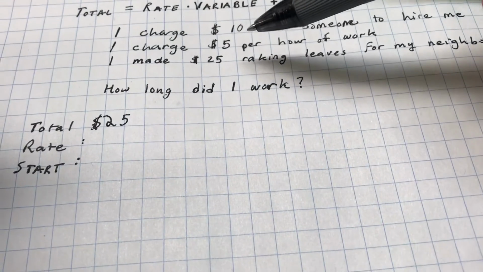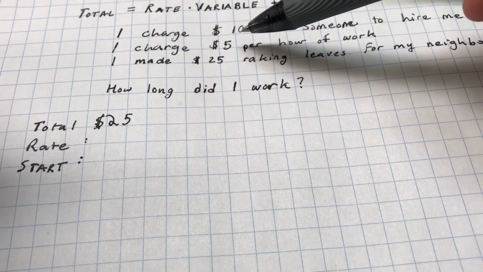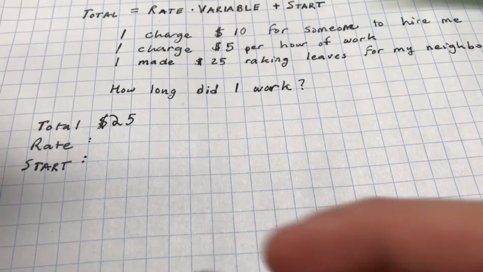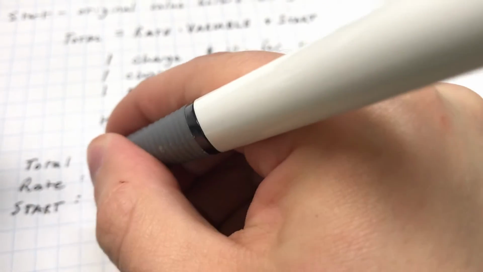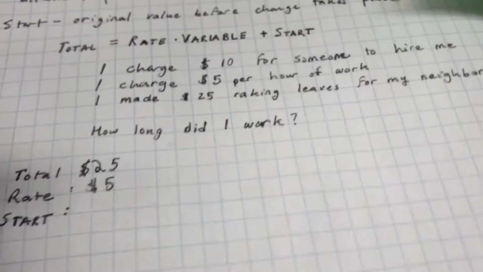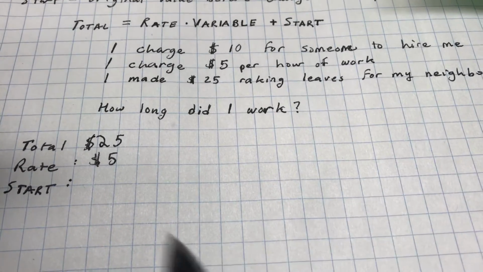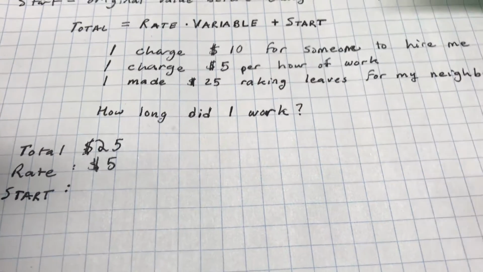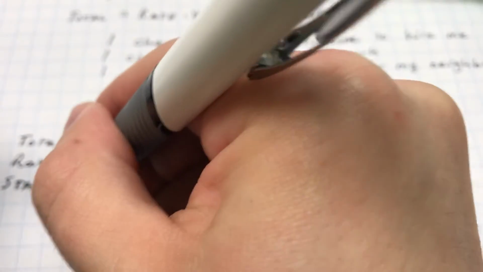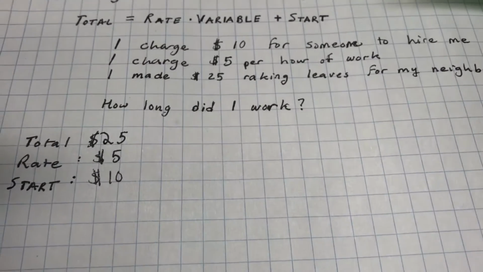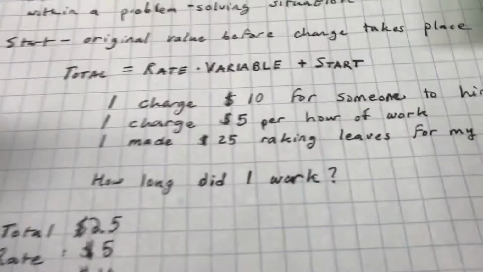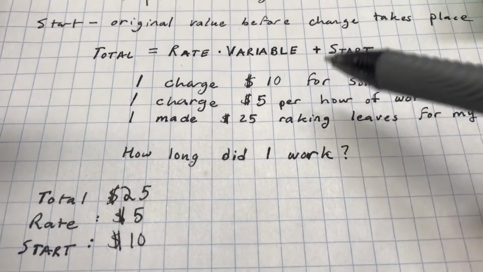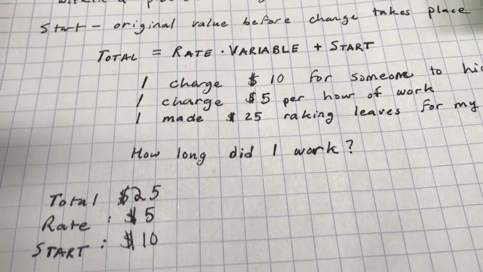Okay, my rate? Well, the rate is the repeating value. I charge $5 per hour. If you see the word per, that's usually referring to a rate. So my rate is $5. And start, well, I charge that flat fee of $10 for someone to hire me. So $10 is the start. So then I just have this formula here that I can use.